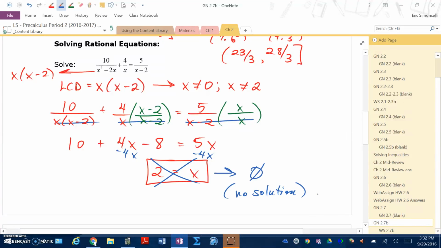And we can even check our answer to see that we're on track. We can graph the left side of the equation as y1, we can graph the right side of the equation as y2. We will do that in class, but again, this is a no solution problem. Okay, moving on.